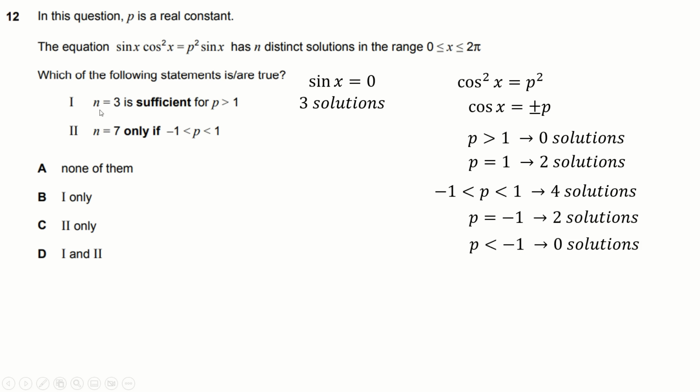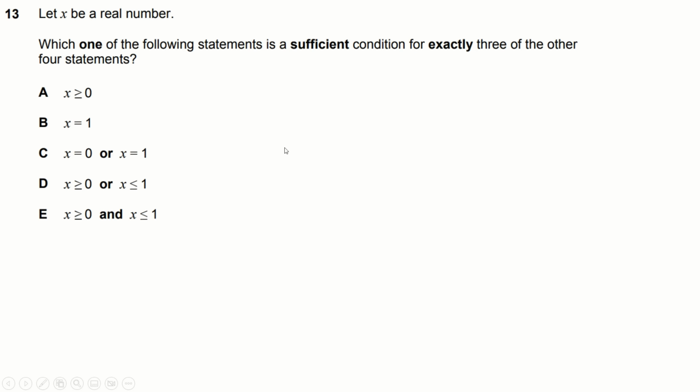Which of the following is true? N equals 3 is sufficient to deduce p is bigger than 1. So if you have 3 solutions total, that means you're getting 3 from here and none from over here. But you could be getting this none. P is less than -1. So this isn't sufficient to conclude p is greater than 1, because it could be p is less than -1 instead. N equals 7 only if this, well, yeah, the only way you're getting 4 is if p is here. You need those 3 from here all the time, and so therefore you end up with 7 in total, so it's going to be 2 only is the true one.